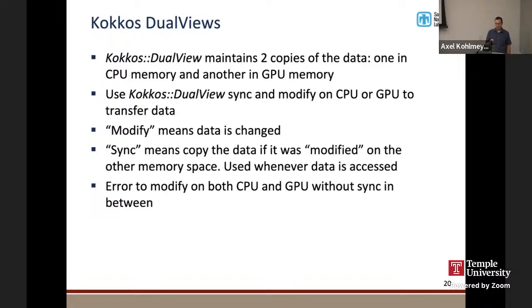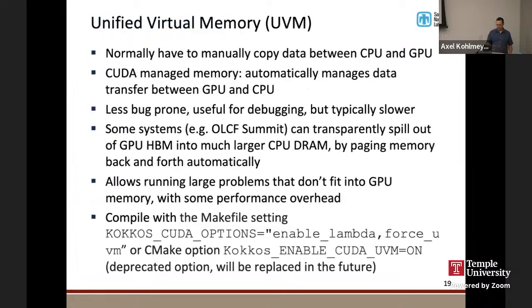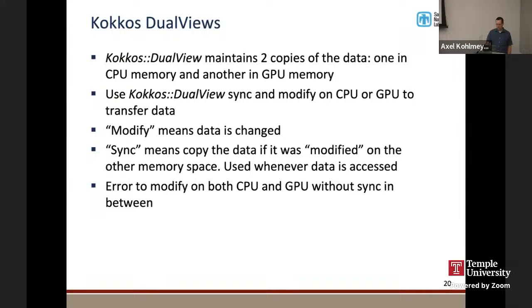And as you can imagine, this is error prone, and if you forget to mark it, then you have a bug, and that's where UVM can come in handy because it just bypasses all of this sync and modify, and you will automatically get the correct answer. But doing the sync and modify manually is faster in most cases. You can also pool things, so you do multiple modifications, and then you just flag them as modified when you're done.